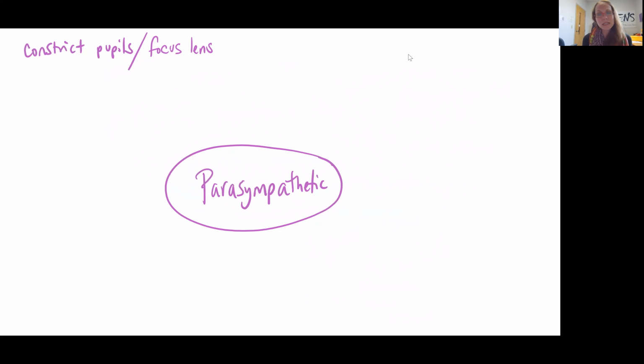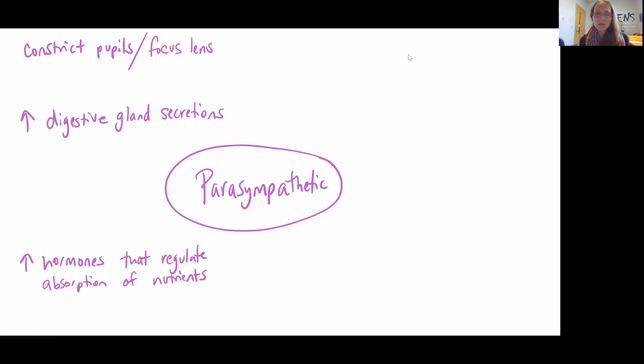The parasympathetic division will constrict your pupils and assist in focusing your lens. We also see that it's going to stimulate and increase digestive gland secretions. We also see it's going to stimulate those endocrine organs that are important in producing our hormones that are going to regulate the absorption of nutrients. So we'll see an increase in the production of those hormones.